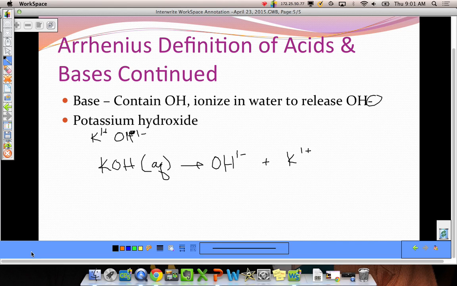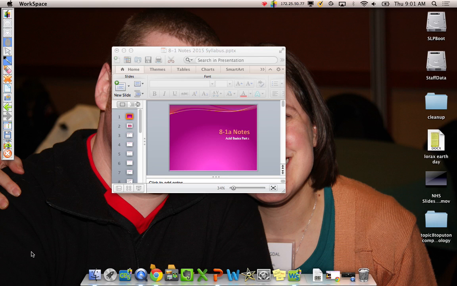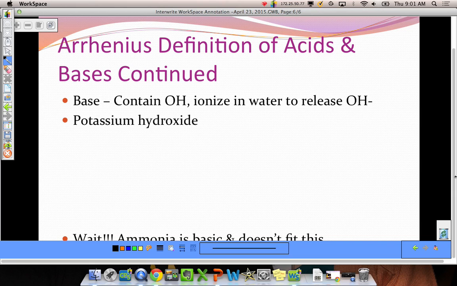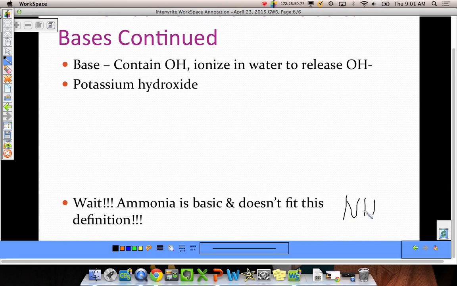But if you look back to your initial chart, so flip back to the first page and look at the bases part. Is there a base listed on there that does not follow this rule of containing an OH and dissociating to release OH 1 negative? You might have to think about it for a second. Ammonia, very nice, Richie. Ammonia does not have an OH. It is NH3. So ammonia is basic and doesn't fit the definition.